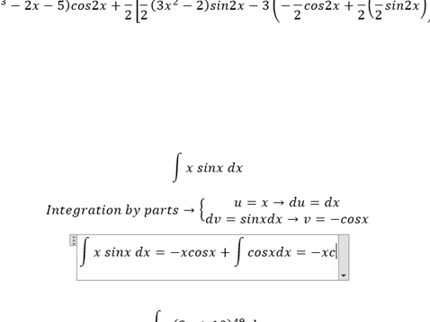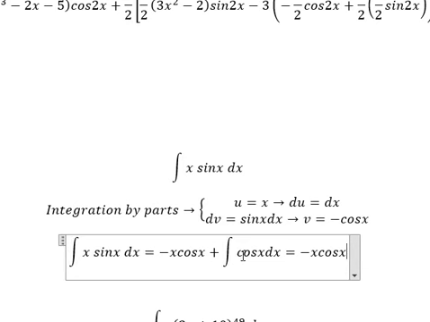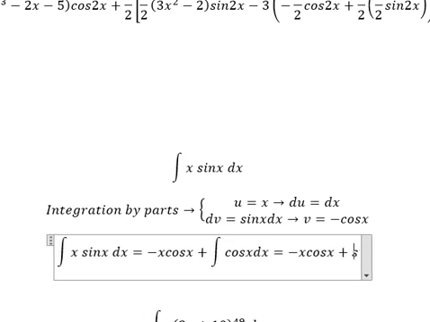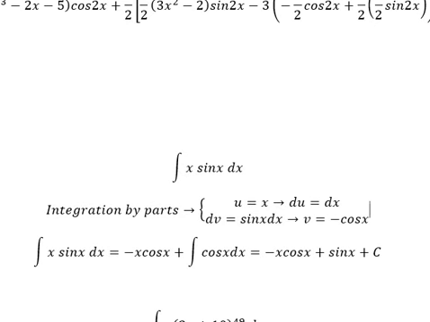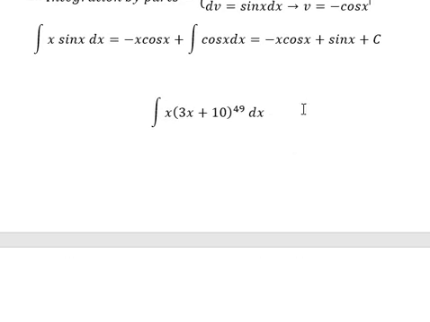And we got the final answer. The integration of cosine s, you got positive sine s. And we put c in here. Now let's go to the next one.